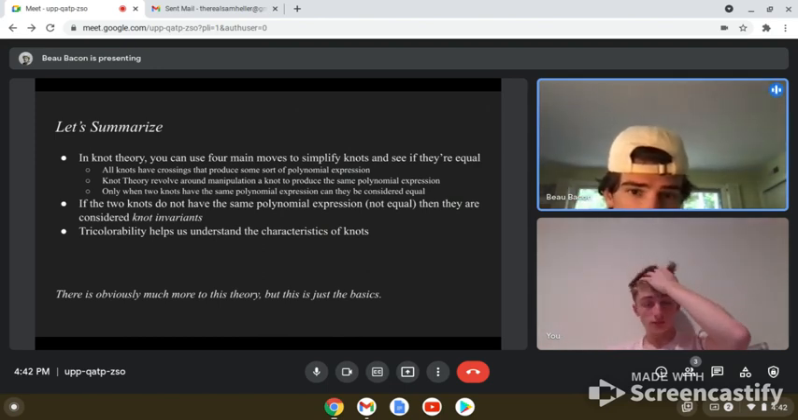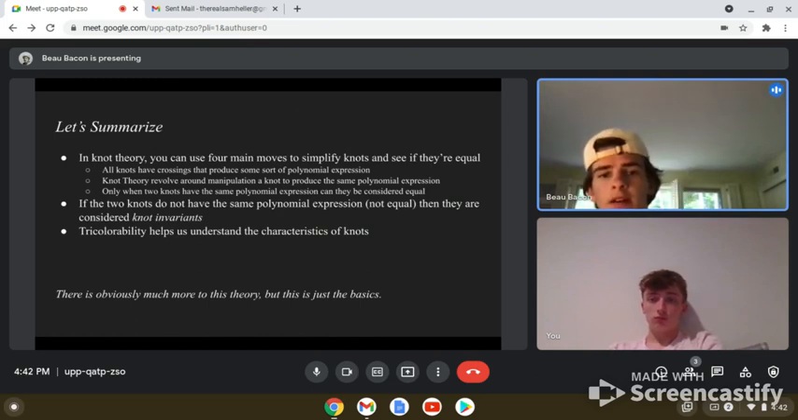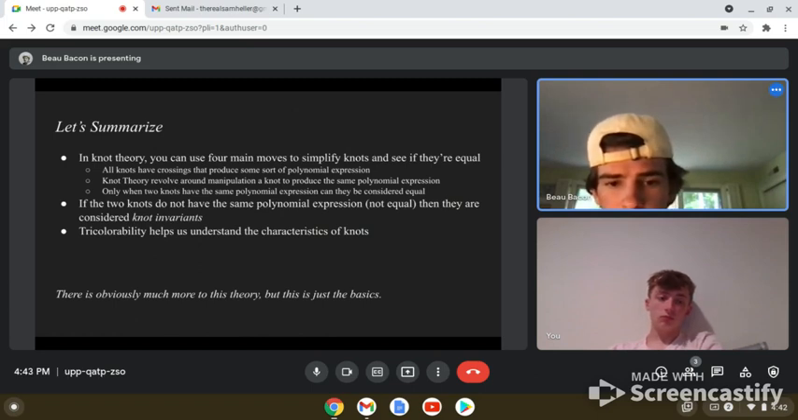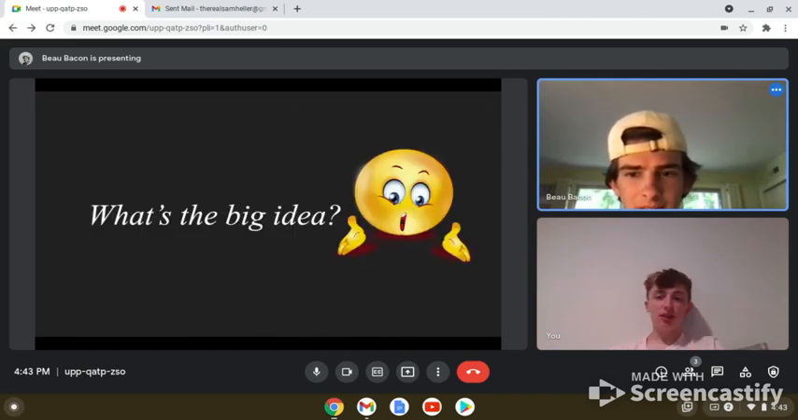If the two knots do not have the same polynomial expression, they're considered knot invariants, and tricolorability helps us understand the characteristics of these knots. And there's obviously a lot more to this theory, but this is the basics. If we were going to do the whole thing, it would take hours. Yeah. All right. So what's the big idea?